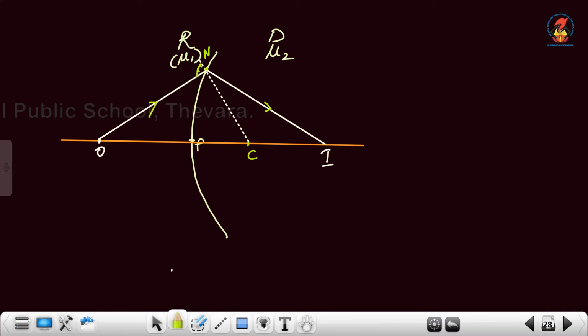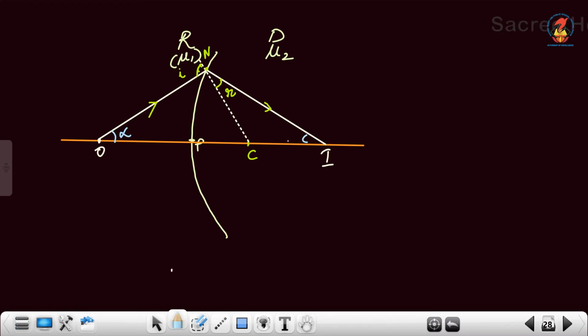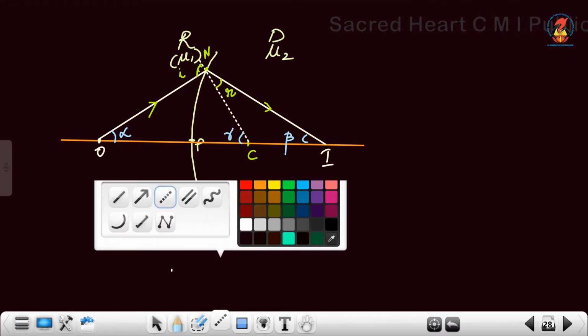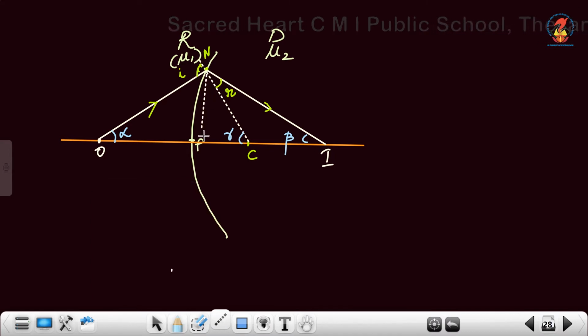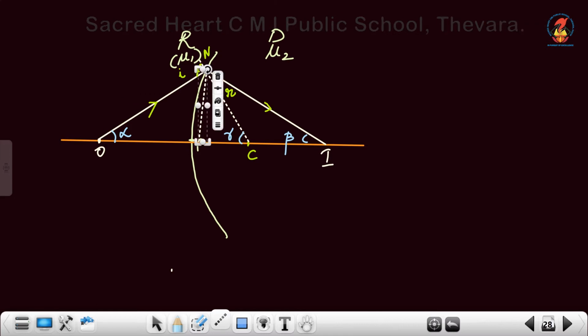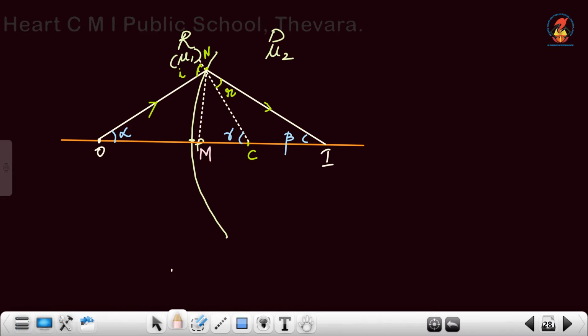Now this is the angle of incidence. Angle between the normal and the incident ray is the angle of incidence, and angle between the refracted ray and the normal is angle of refraction. And I am going to take this as angle alpha, this angle is beta, and this angle is gamma. Next, I am going to draw a line normal from point N to the principal axis, and that normal meets the principal axis at point M. Now why we are drawing this normal is to construct right triangles to use the trigonometric relationship.